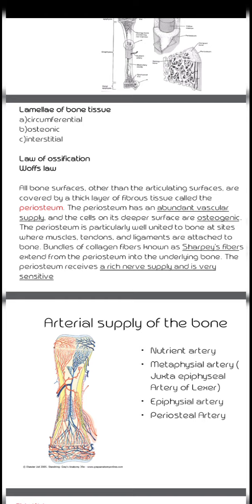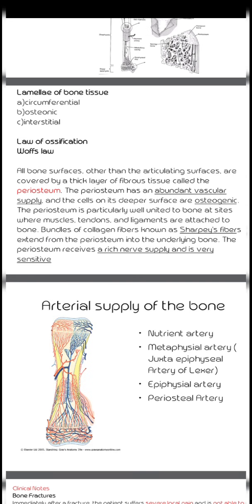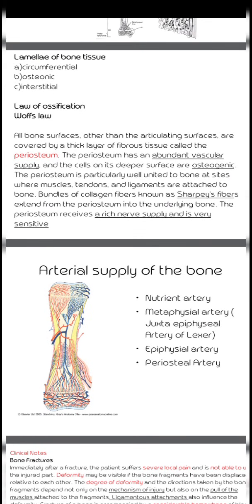and this periosteum is present all around the bone, but it is specially united with the bone wherever tendons, muscles or ligaments are going to attach to the bone. And there are some bundles of collagen fibers that are known as Sharpey's fibers that are present within the periosteum, and then they extend into the bone. Periosteum also contains very rich nerve supply, and it is very sensitive to elements.